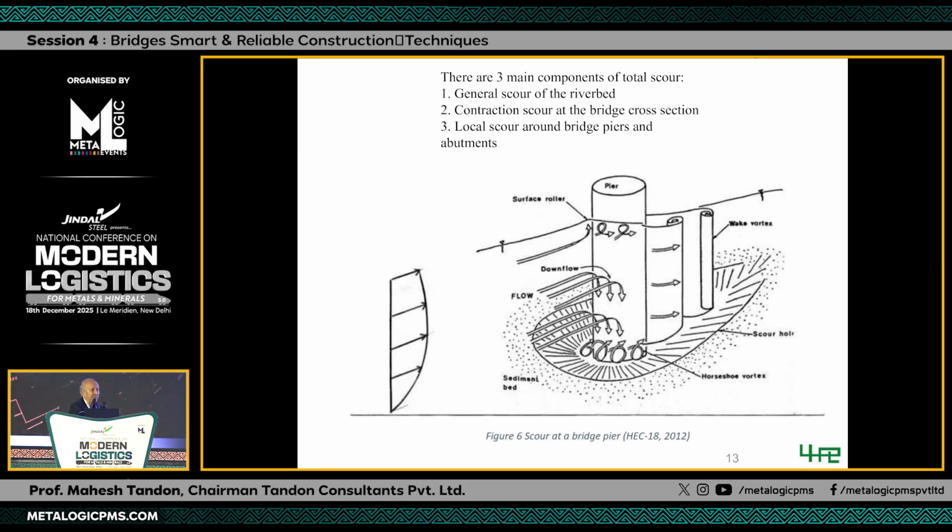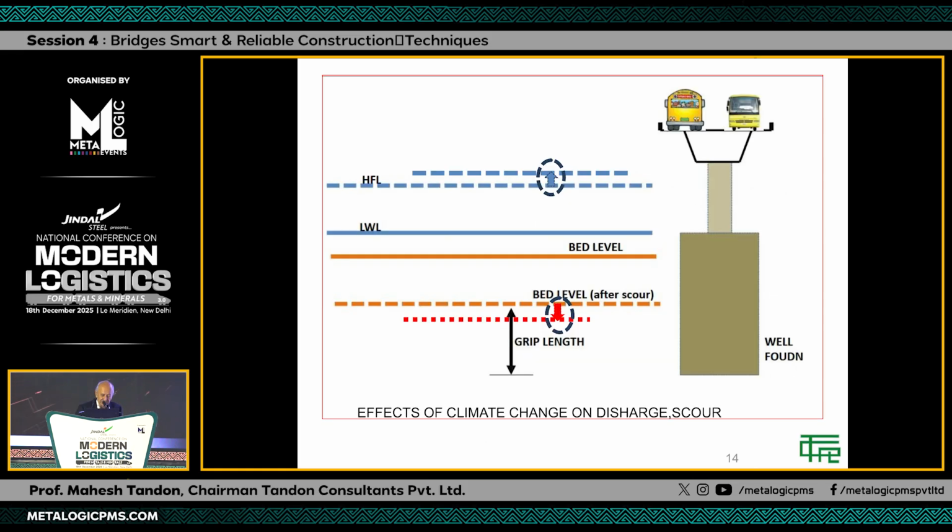So there are 3 main types of scour. One is a general scour, that means there is a lowering of the river bed when there is a flood. There is contraction scour at the bridge, and then there is a local scour if you have an obstruction. So here, if you see, this is the pier of a bridge, and you have the water flowing, and how the scour is taking place locally. And of course, if this does not have enough embedment, you will get a failure of the whole bridge.